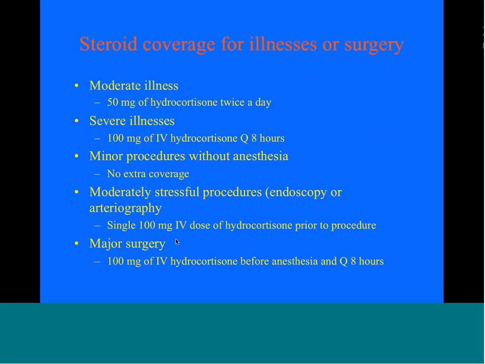So what I recommend during moderate illness is 50 milligrams of hydrocortisone twice a day. Severe illness, 100 milligrams of IV hydrocortisone every 8 hours. A minor procedure without anesthesia, probably not covered. Moderately stressful procedures like endoscopy, colonoscopy, or arteriography, 100 milligrams of IV hydrocortisone prior to the procedure, and maybe 50 milligrams after the procedure. A major surgery, 100 milligrams of IV hydrocortisone before anesthesia and every 8 hours for a couple of days.